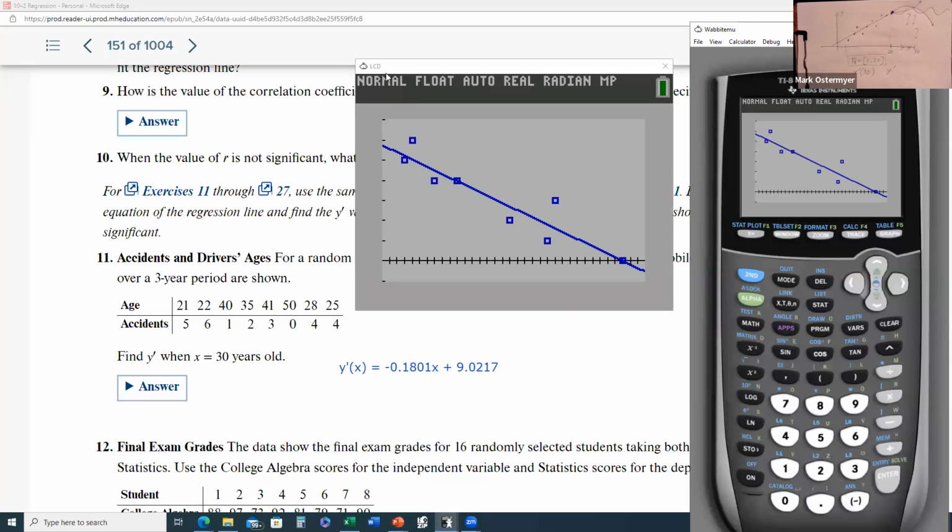Notice you do have some residuals here, some differences between the predicted y and the actual y values. Some of these points actually lie right on the line like this. This is a perfect fit here. But in general, you do usually have some residuals or some errors between the predicted y and the actual y values.